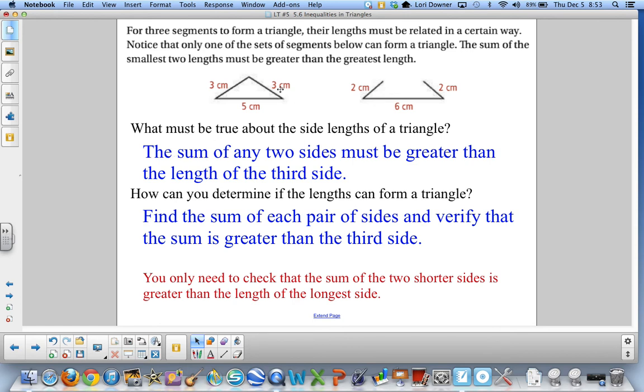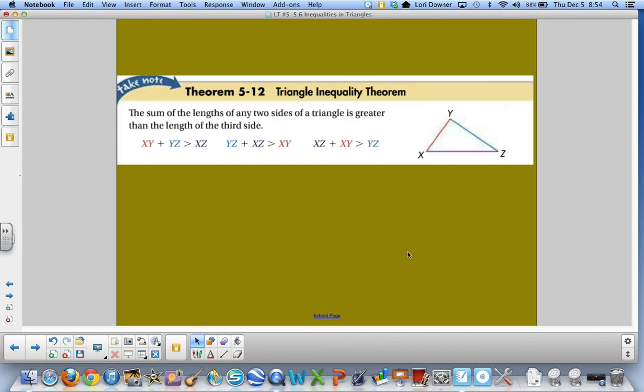We know that the sum of any two sides must be greater than the third side in order to make a triangle. Like here, 3 plus 3 is 6, and that's greater than 5. Here, 2 plus 2 is 4, and that's not greater than 6. So how can you determine if the lengths can form a triangle? We just find the sum of each pair of sides and verify that the sum is greater than the third side. So let's do that.